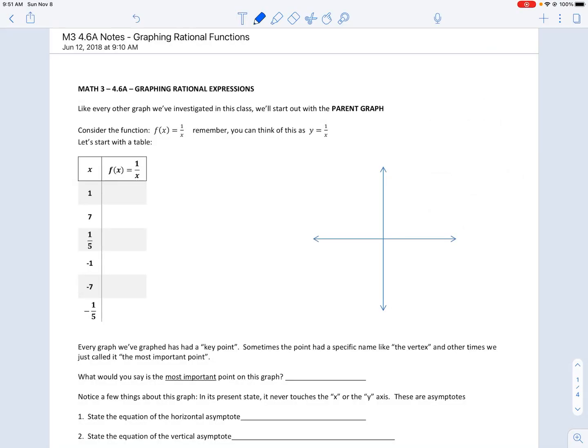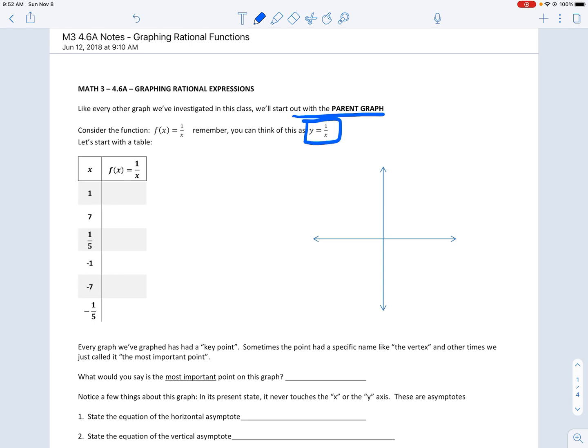Good morning. So today we are going over graphing rational expressions. So we are going to start with our parent graph. So consider the function 1 over x, right? You can think of it as y equals 1 over x.